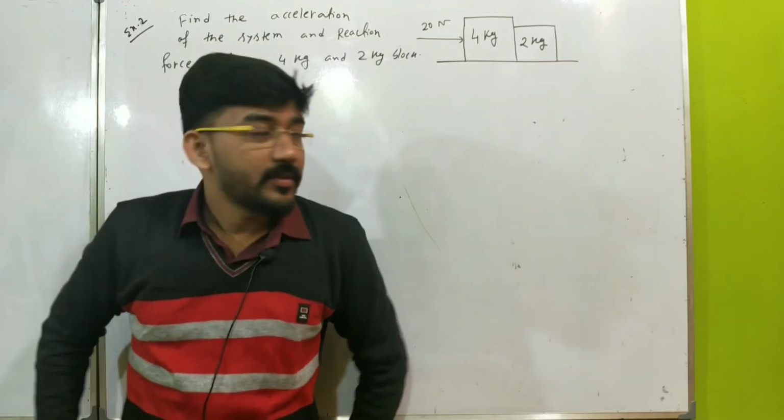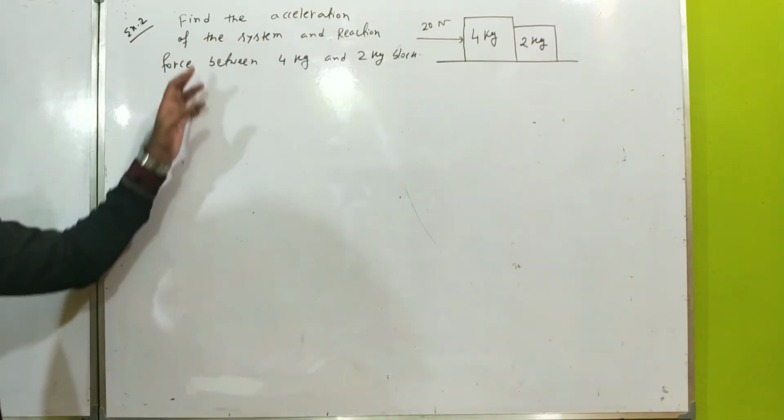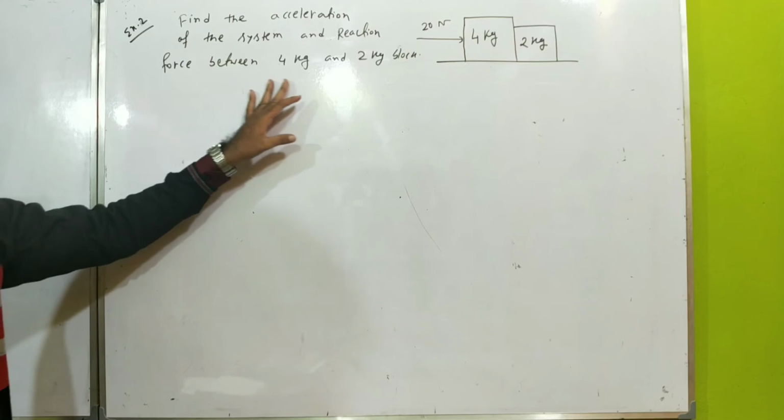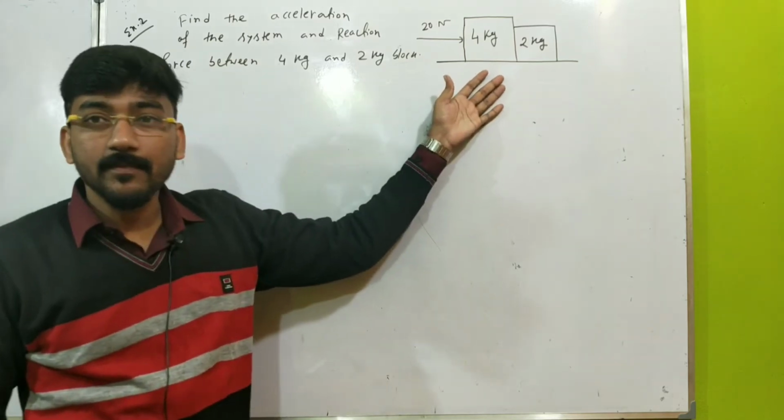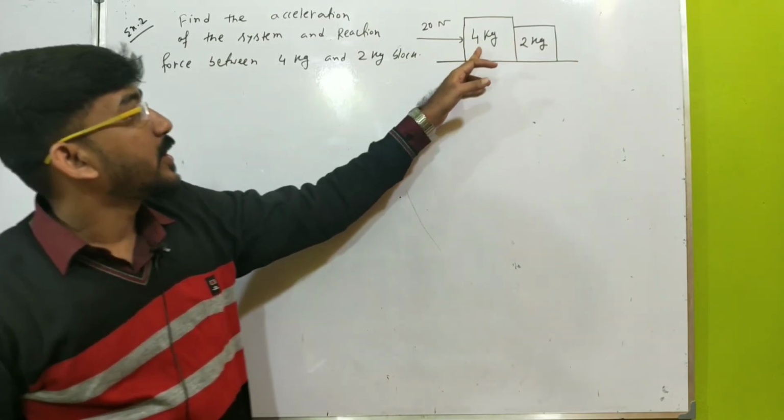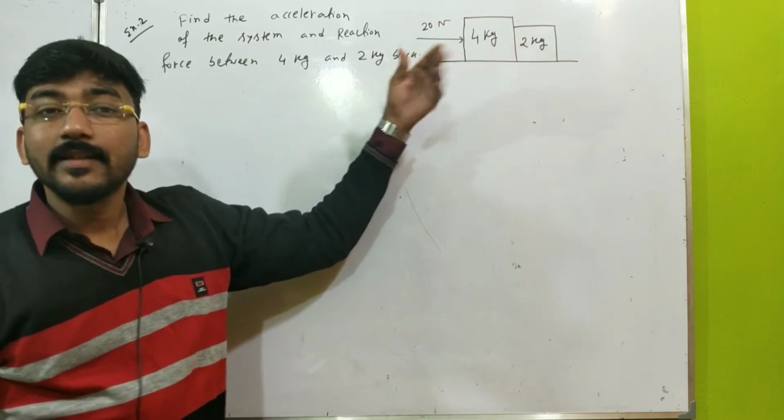So now let me solve the next question. Okay. Here we have to find the acceleration of the system and the reaction force between 4 kg and 2 kg block. So this is the system. The system is given to you. This 4 kg and 2 kg block are connected like this. The surface is frictionless. Okay.